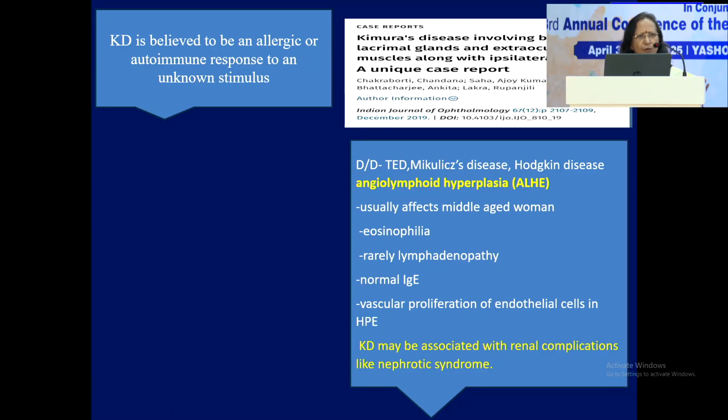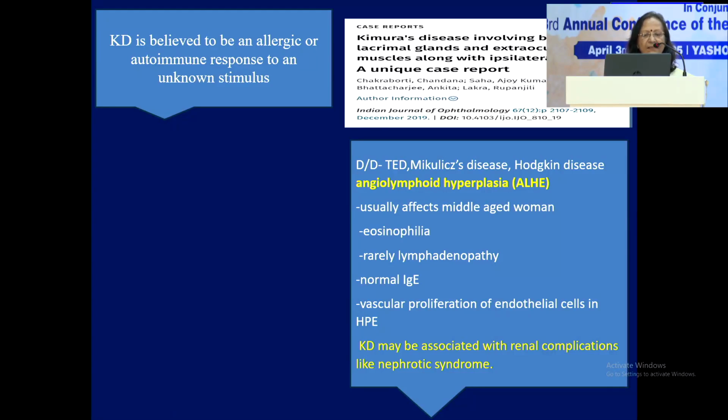But the closest differential diagnosis is angiolymphoid hyperplasia, which has a similar picture, eosinophilia is there, but the normal IgE is there. In KD, the IgE level is high. And also in ALHE, you will see vascular proliferation of endothelial cells. KD may be associated with renal involvement.